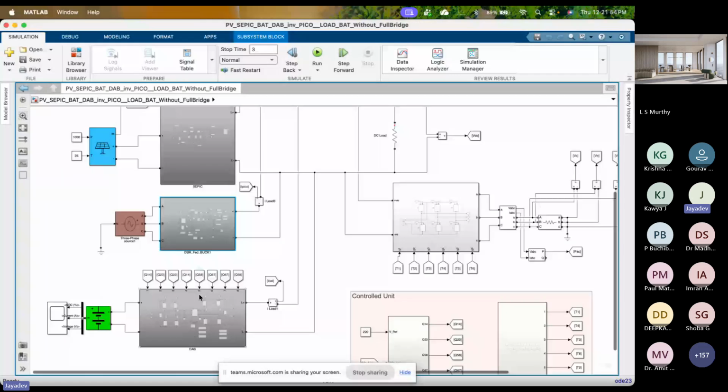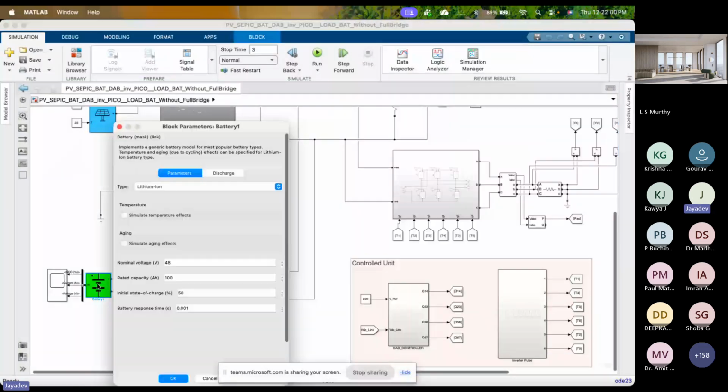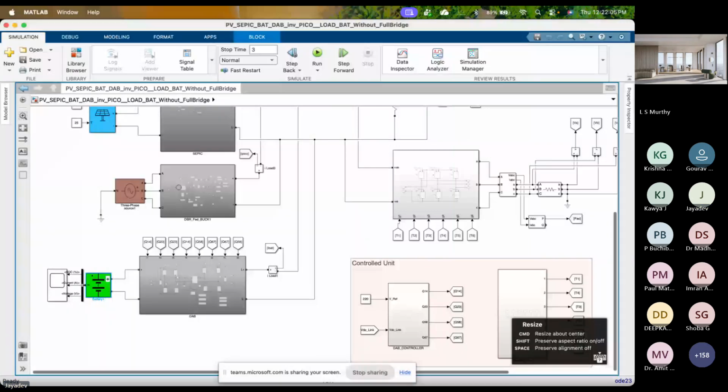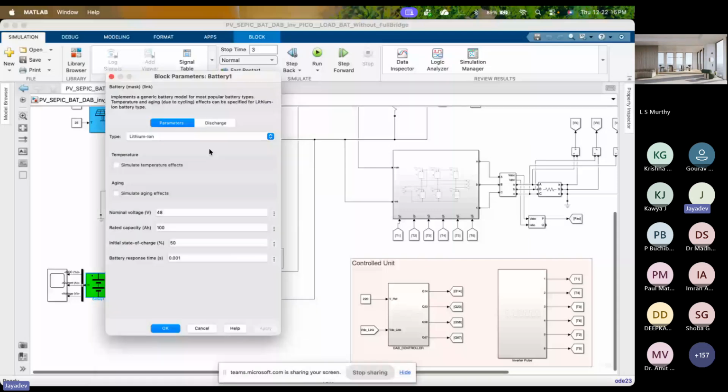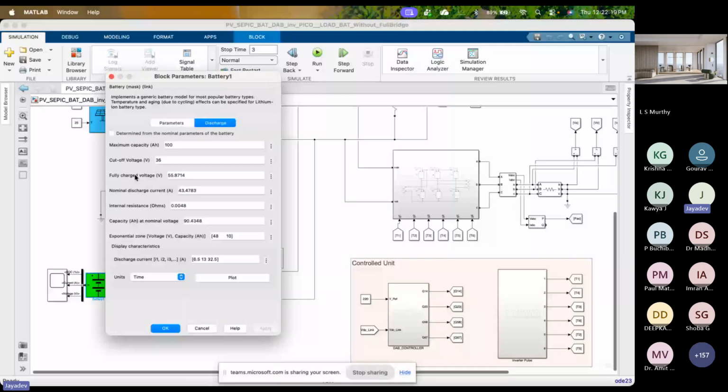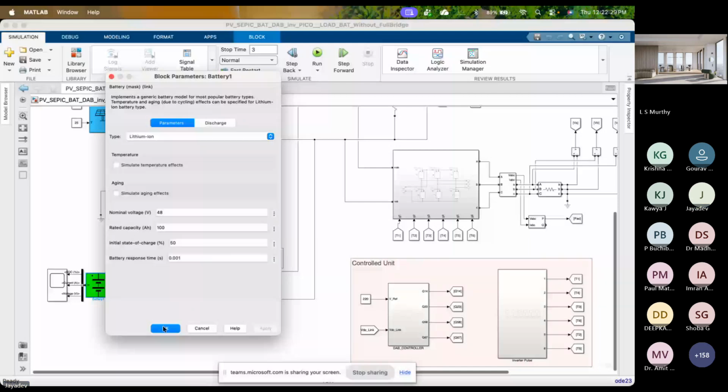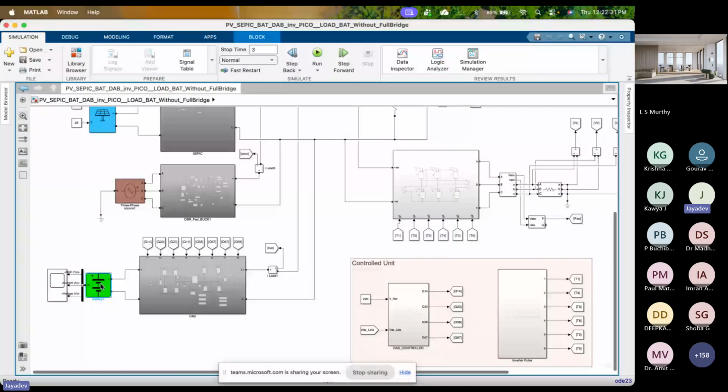And similarly for the battery, we can define the battery type, whether it is lithium ion or lead acid. You have to define it here, and the rating, the nominal value and the capacity. If you want more control, you can also implement the discharging characteristic. But for the time being, we are not using the discharging current. We are simply using the capacity and the voltage only. From the battery, we are connected to the DAB converter.